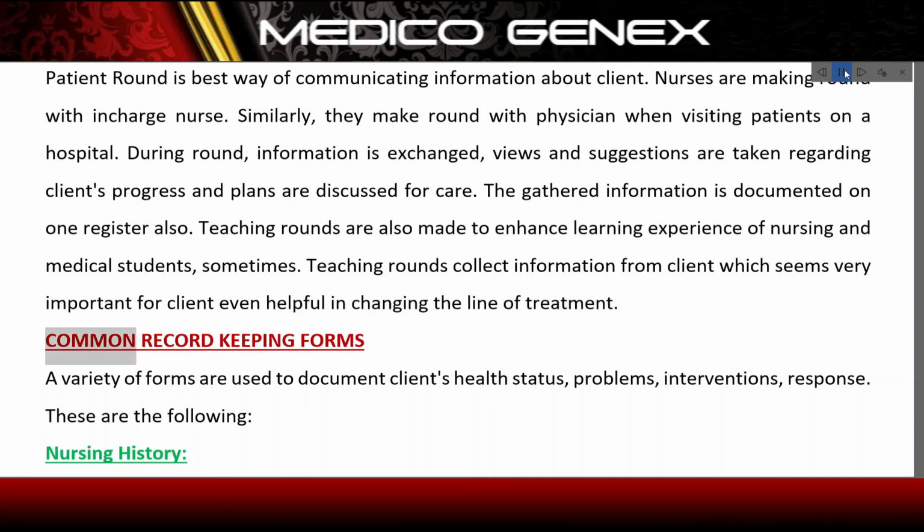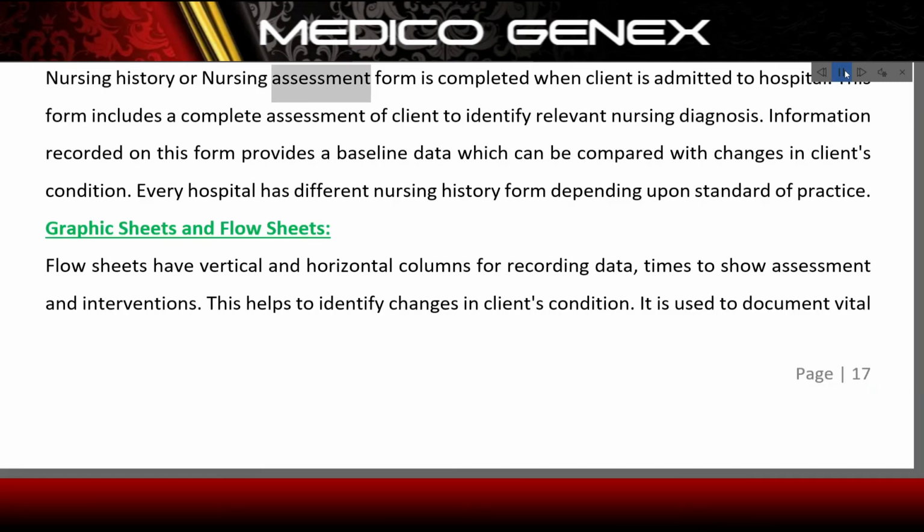Common record keeping forms. A variety of forms are used to document client's health status, problems, interventions, response. These are the following. Nursing history. Nursing history or nursing assessment form is completed when client is admitted to hospital. This form includes a complete assessment of client to identify relevant nursing diagnosis. Information recorded on this form provides a baseline data which can be compared with changes in client's condition. Every hospital has different nursing history form depending upon standard of practice.